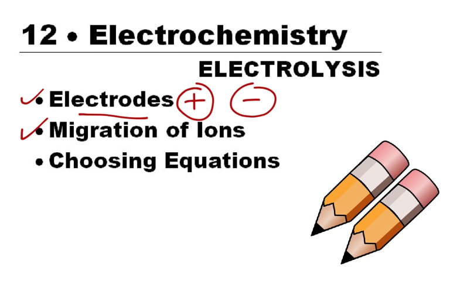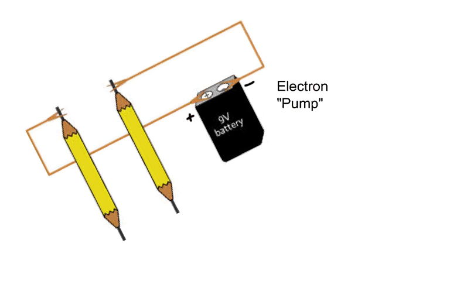The second part is if you have a solution that has ions, and it has to have ions or else they're not going to conduct electricity, then how are those ions going to migrate to the different electrodes? And that's again very easy because positive ions go to the negative wire and negative ions go to the positive wire. Lastly, we have to know how to choose the equations, and we're going to have two different lists. We use one list to choose the reaction that occurs at the negative electrode, and we have another list to choose which equation happens at the positive electrode, and then we just put it all together.